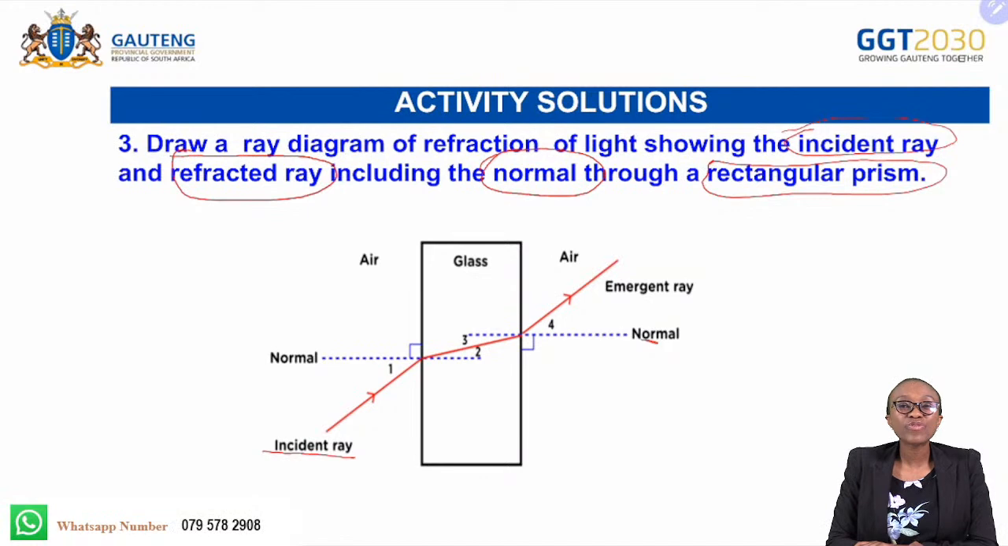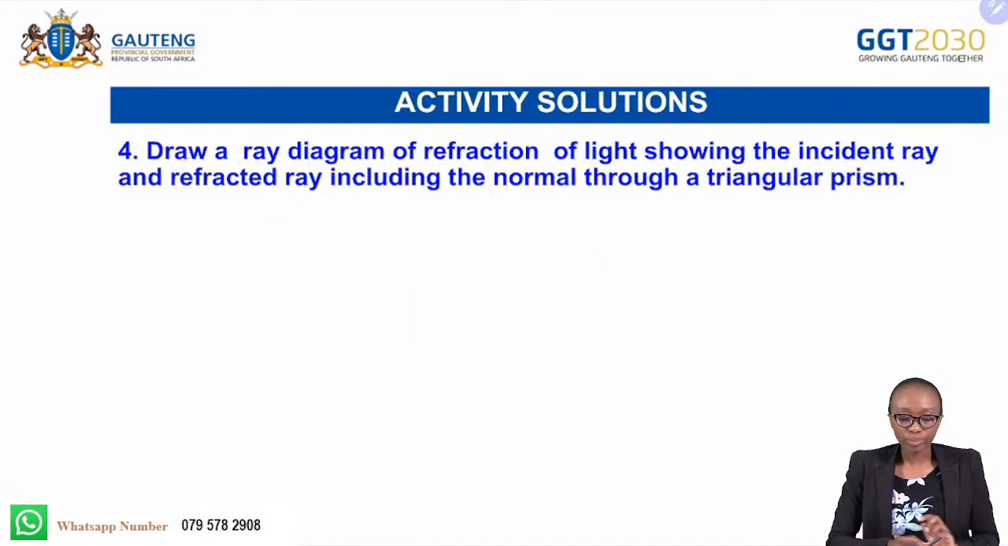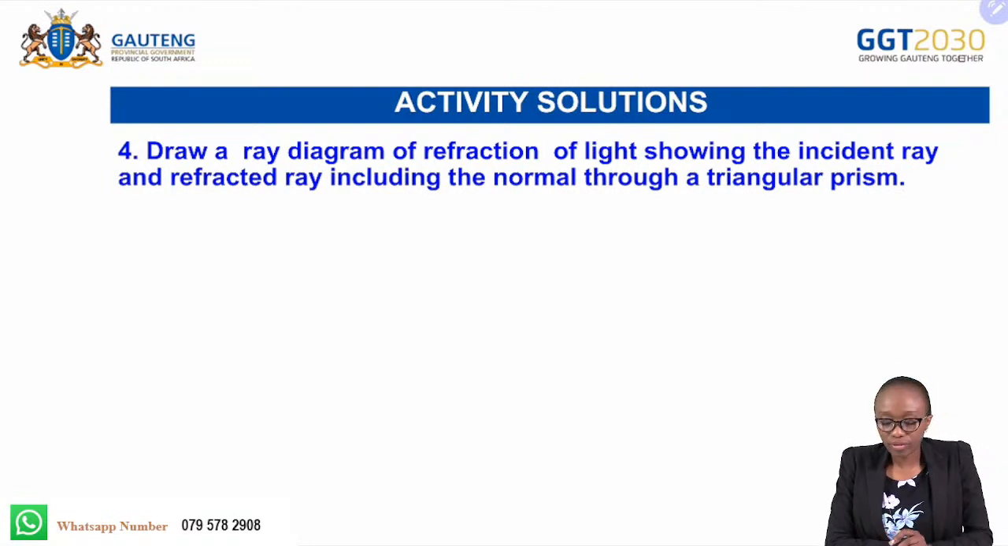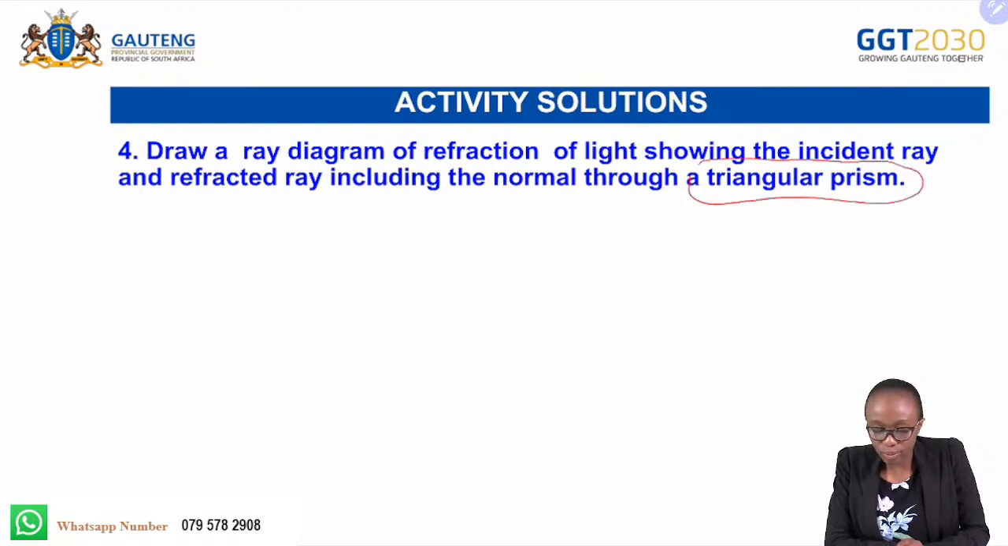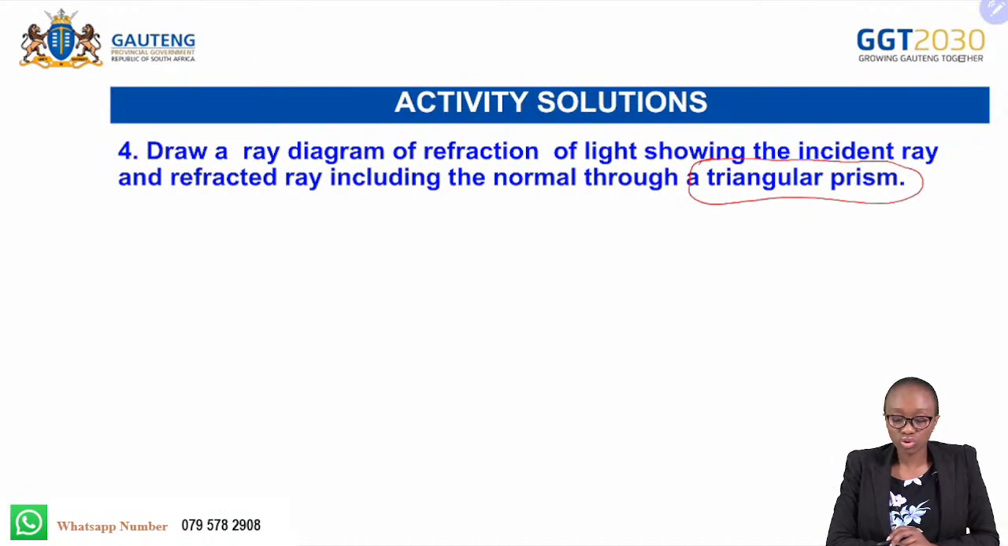All right, let's move on to question number 4. Question number 4 reads, draw a ray diagram of refraction of light showing the incident ray and the refracted ray, including the normal, through a triangular prism. So let's see what the key points are. What does this question want from us? So we need to draw a triangular prism. So that's step number one.